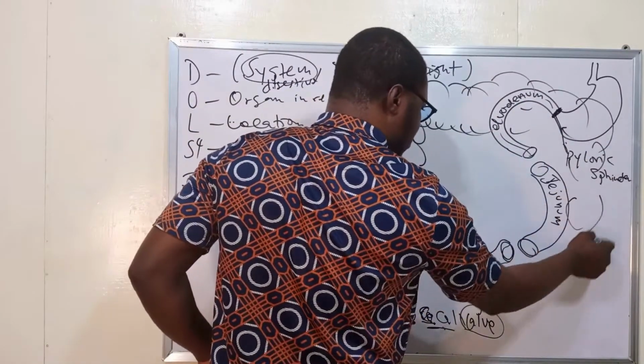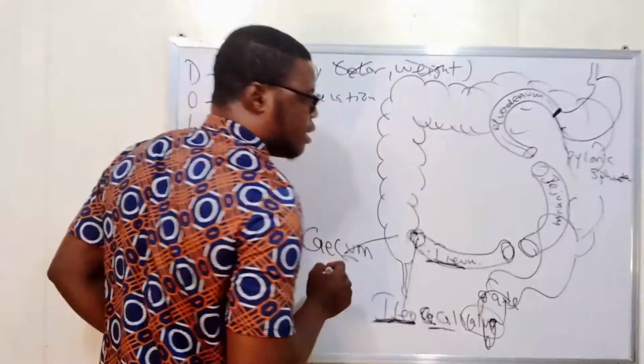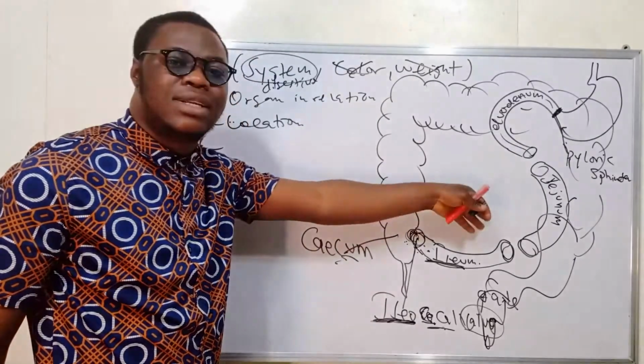And then it comes down to form the sigmoid colon right here. So the rectum and the anal canal. So what is surrounding what? The large intestine is surrounding the small intestine. As simple as that.